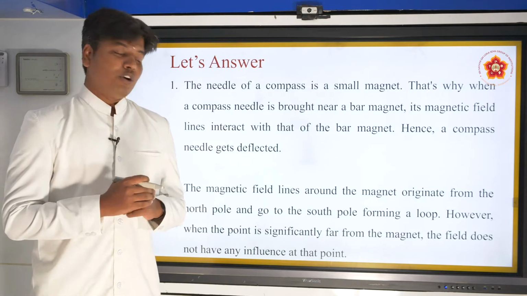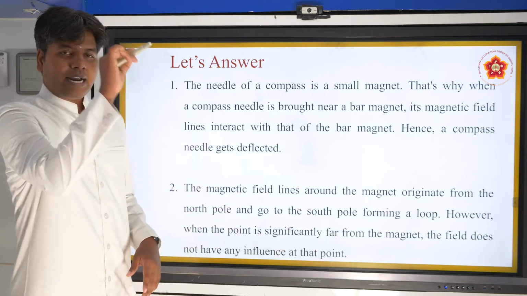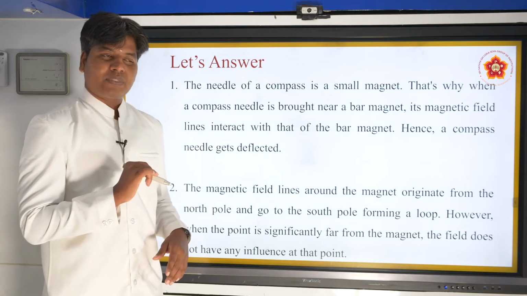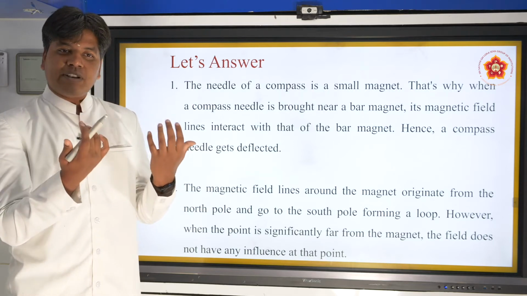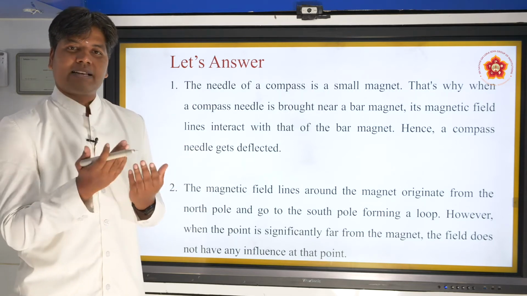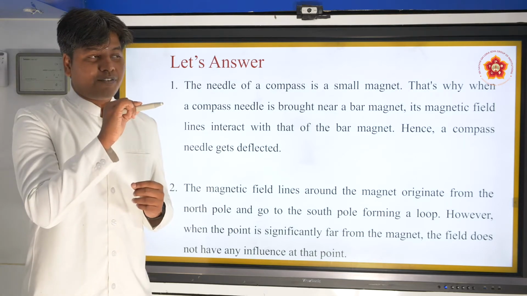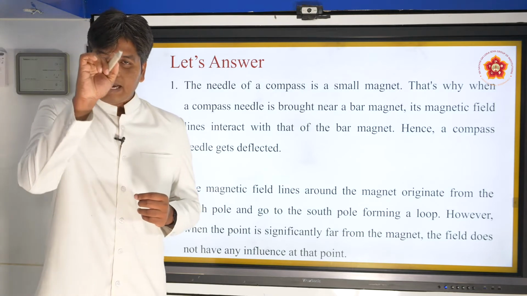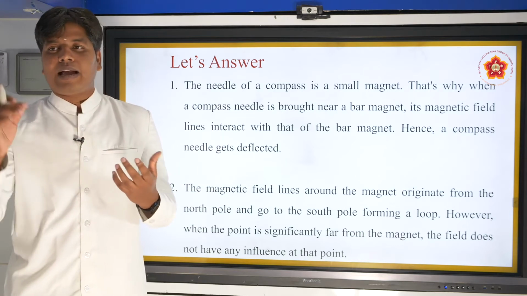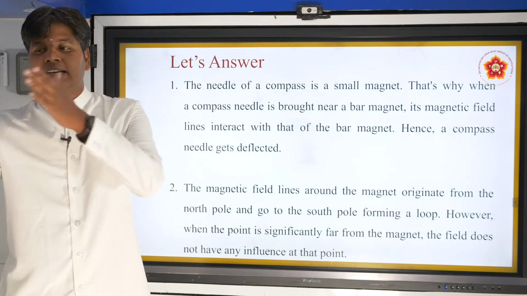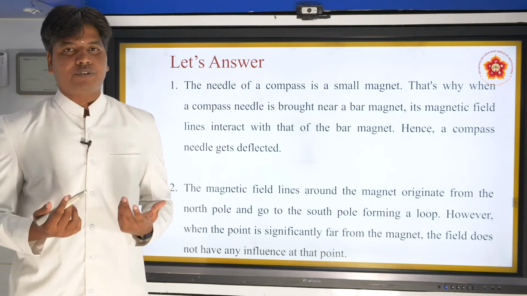Why is that? We know the magnetic field lines around the magnet originate from the north pole and come to the south pole, right? So if anything is kept in between the field lines, it will experience a force and get deflected, and the magnetic compass gets deflected. When it cannot deflect, it is because the field lines are not there. If the compass does not feel the influence of this magnet, how can it deflect? It won't experience any force, right?